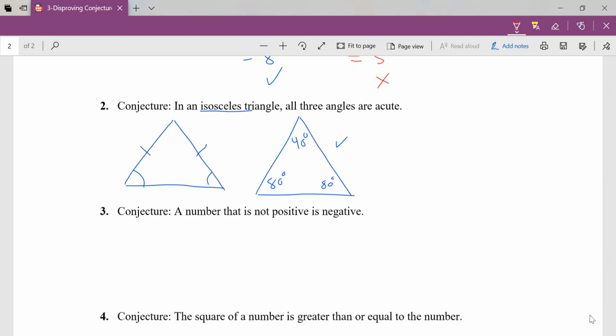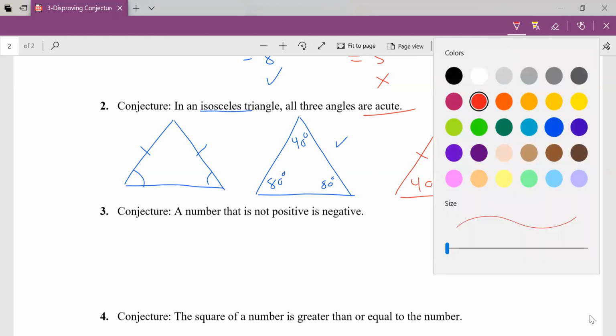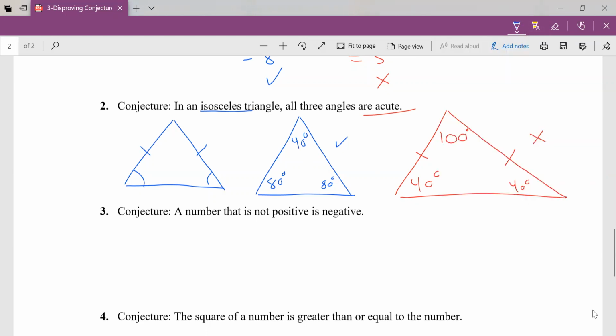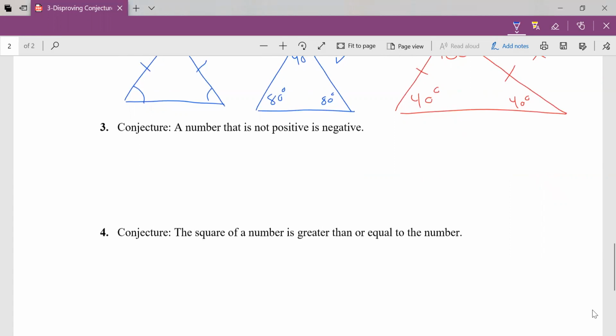But then it says, I want one that's not acute, which means I want an angle bigger than 90. Here I'm just going to make up something. Let's go 100. That's not acute, that's obtuse. If that's 100, then these two down here are 40. It's still isosceles. My sides are congruent, but definitely not all angles are acute. So there's my counterexample. I like to draw pictures if I can. I'm not a very good artist, but it helps me out.